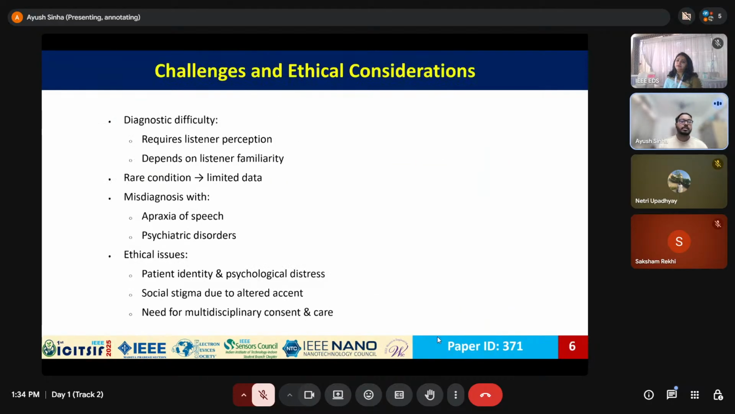Ethical challenges: the diagnostic difficulty is there. It requires listener perception, depends on the listener's familiarity with the particular disorder, and it's a rare condition. So there is limited data and study done for this disorder. And misdiagnosis is very common. It can be misdiagnosed as a psychiatric disorder, or apraxia of speech, which is one of the symptoms of this disorder, can be the only diagnosis rather than the diagnosis being labeled as foreign accent syndrome. Ethical issues such as patient identity and psychological distress. Social stigma is also a very prominent ethical issue in this case.